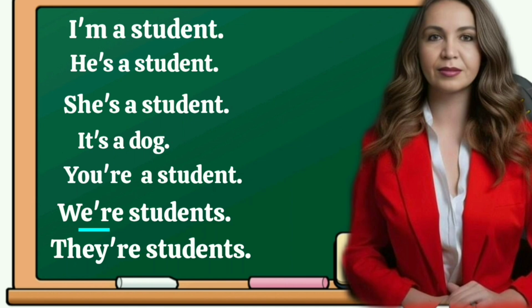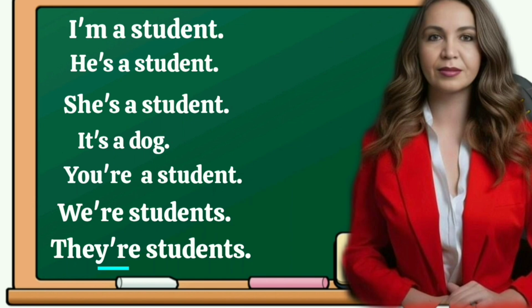Here, we're students. Just look, there is no a now before student. There are many students and there is an s at the end of student because it's plural. We removed a and we added s to the noun. We are students. The last one is similar to the previous one. They are students. There is no a. We removed a and we added s after the noun.